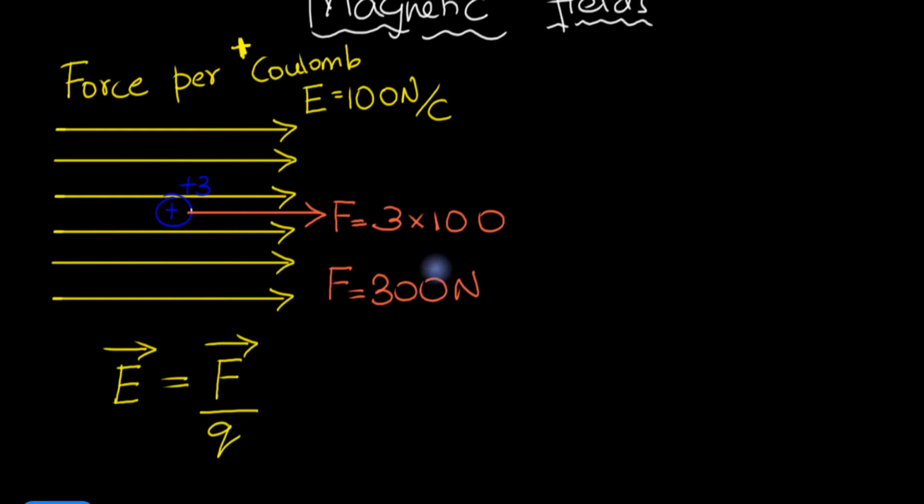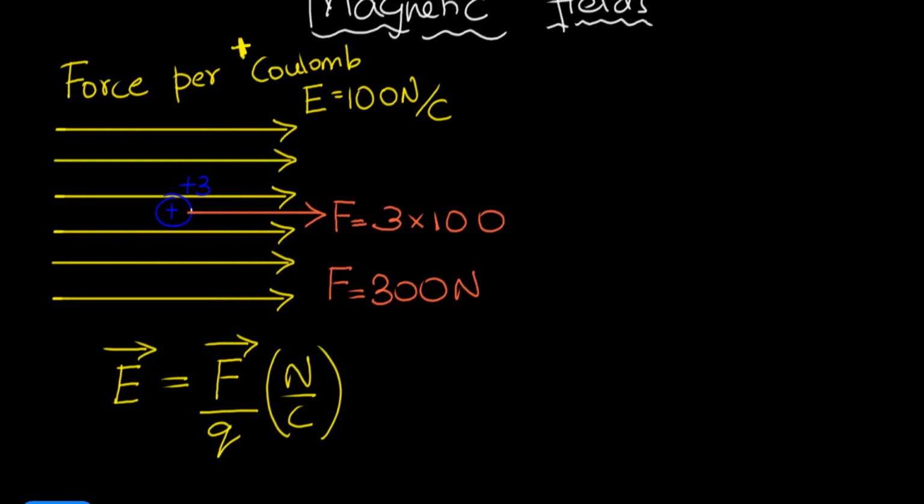As you can see over here, if I take 300 and divide by 3, that's where I get that 100, right? So take the force acting on any charge and divide by the charge, and that's where we get this newtons per coulomb. All this is something that you must be familiar with, and if you're not familiar with this, then you should stop this right now, go back and revise your electric fields.